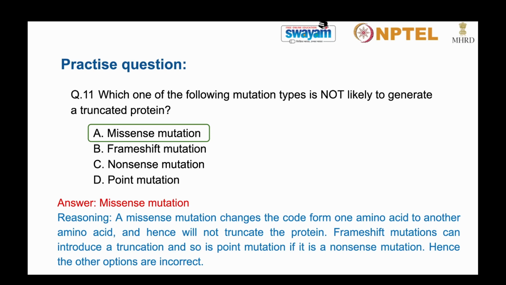I'm saying that here they have mentioned point mutation only. If they had mentioned a particular type, then we could say that point mutation is also not likely to generate a truncated protein. But if a broader term is given, we cannot select point mutation, because one category of point mutation, the nonsense mutation, can lead to generation of a truncated protein. So we cannot go with point mutation, because it has three different types.